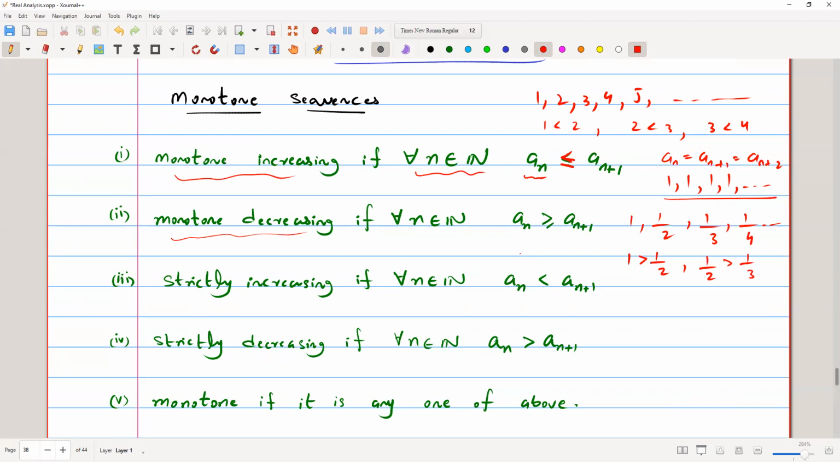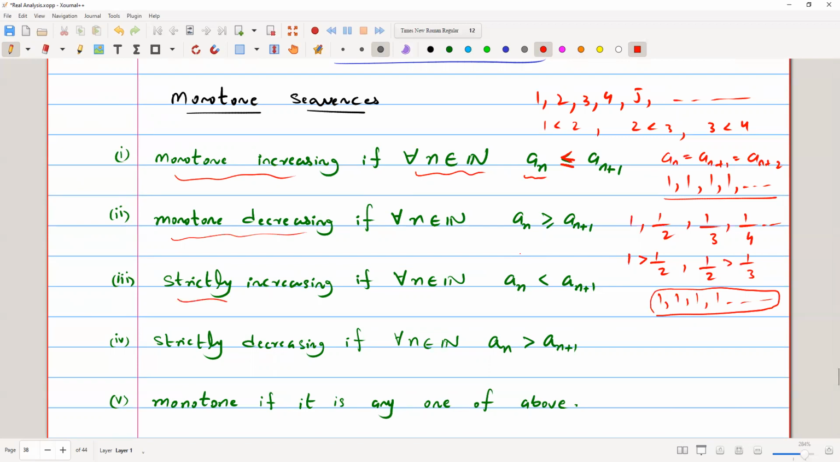And for a constant sequence, if we take like 1, 1, 1, we can also say that this is a monotone decreasing sequence, or we can say it's monotone increasing. Both are fine, or we can generally say that it's a monotone sequence. For constant sequences, we can say that it's a monotone sequence. So regardless of saying decreasing or increasing, we can just say that it's a monotone sequence.